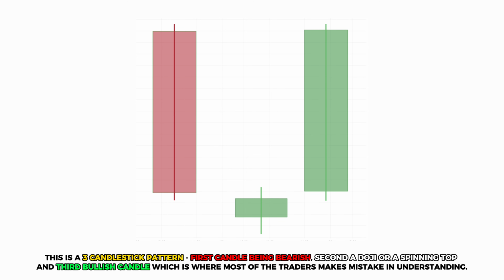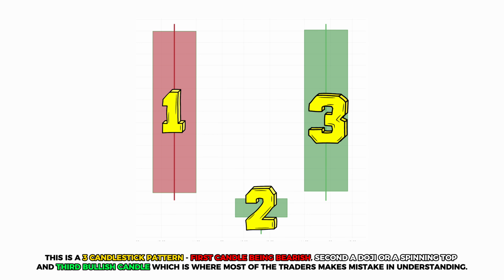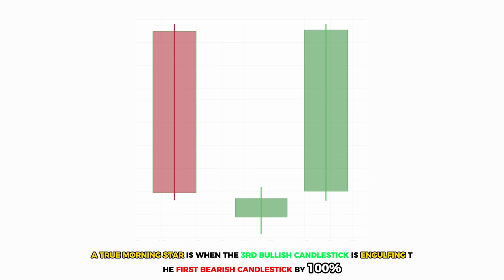This is a three candlestick pattern. First candle being bearish, second a doji or a spinning top, and third a bullish candle, which is where most of the traders make a mistake in understanding. A true morning star is when the third bullish candlestick is engulfing the first bearish candlestick by 100%.